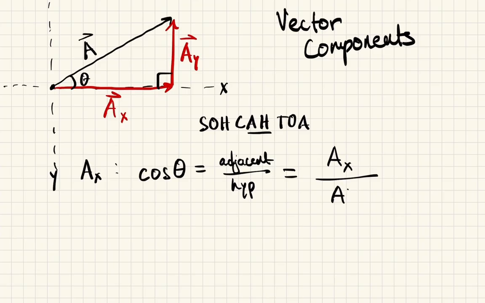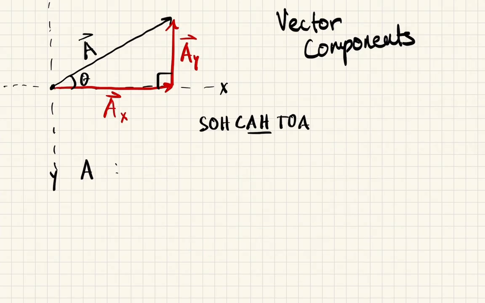And now we can multiply each side by a and rearrange this to get that the magnitude of the x component is going to be equal to the magnitude of vector a multiplied by cosine of the angle.